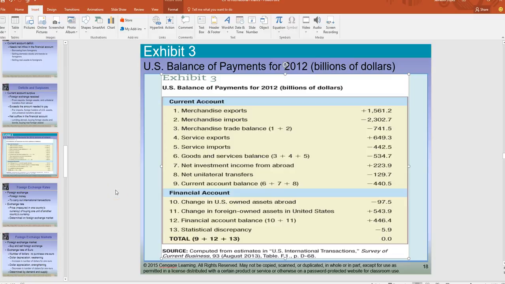Chapter 18 covers international finance, and one of the most important concepts in international finance is the balance of payments. The balance of payments measures money coming in from foreign countries and money that leaves to other countries.